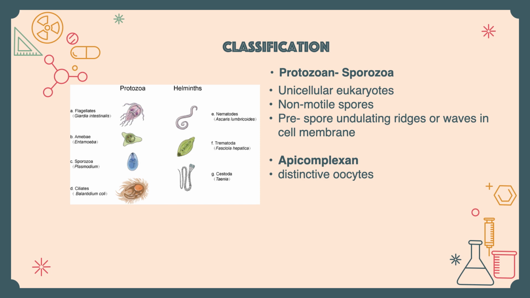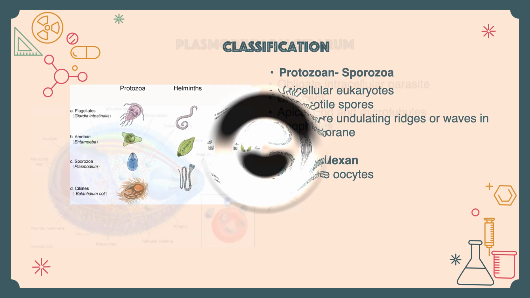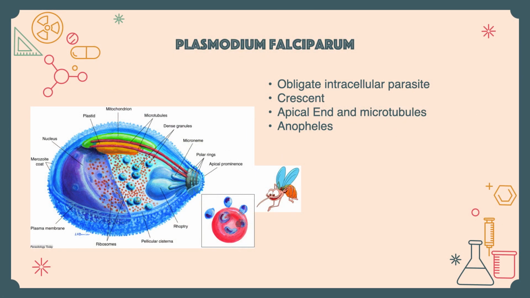Now we will move on to Plasmodium falciparum. So Plasmodium falciparum is an obligate intracellular parasite. This means that they must live within another cell in order to live and replicate. On the left side of the picture, you can see a merozoite, which is crescent-shaped, and these are usually formed in the liver.